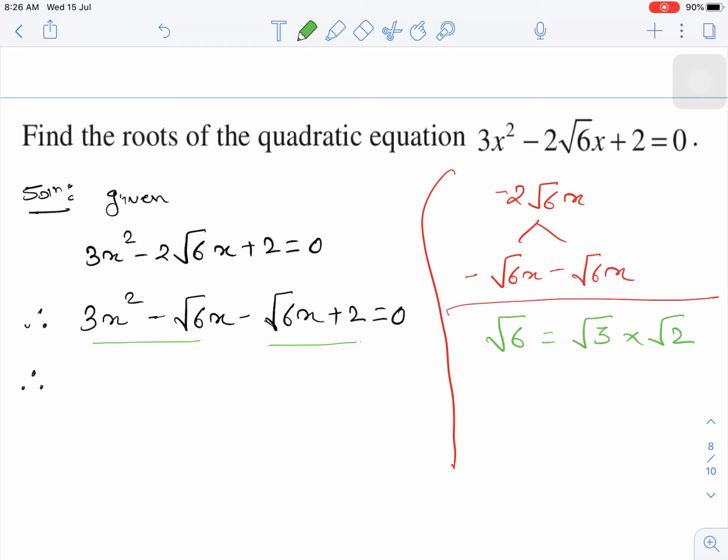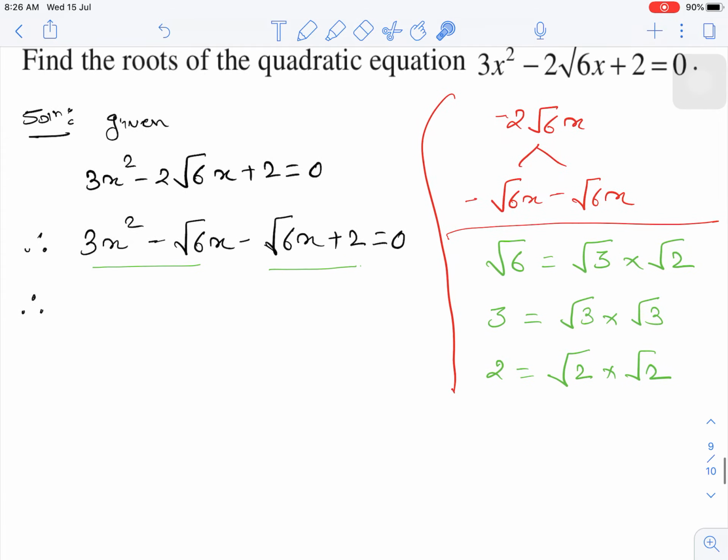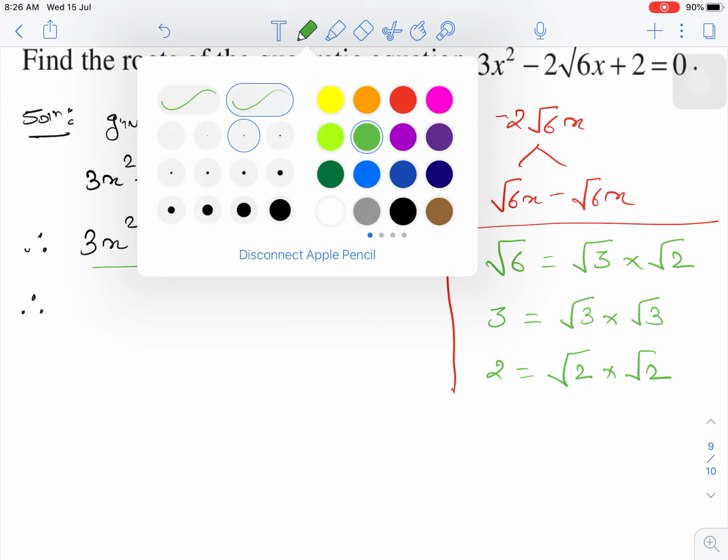So we know that this 3 can be written as √3 into √3. Okay, so √3 into √3 will give you 3. Similarly this 2 can be written as √2 into √2. So by using these things we are going to solve this example. Okay, so what will be our next step? Instead of this 3x² we will write it as √3 into √3 x².